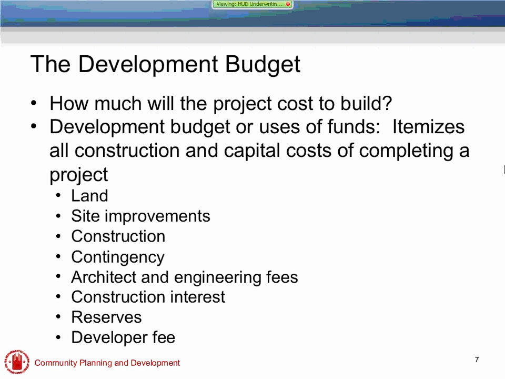So the next step that we'll look at is the development budget. Obviously, we need to know how much it is going to cost to build this project. So looking at the development budget, or the actual uses of our funds, itemizing all of our construction costs, all of our capital costs to actually complete the project. Some of the items for the development budget are listed here.